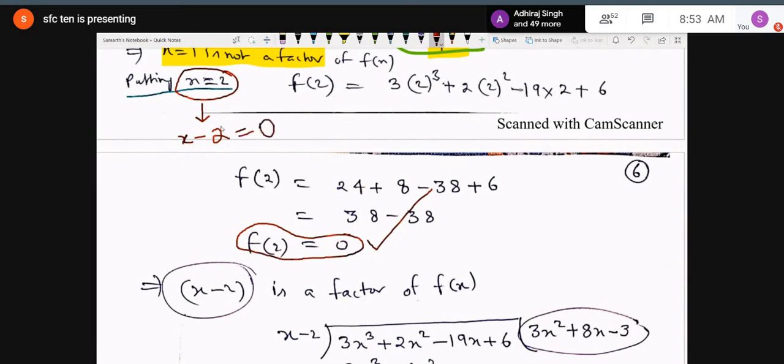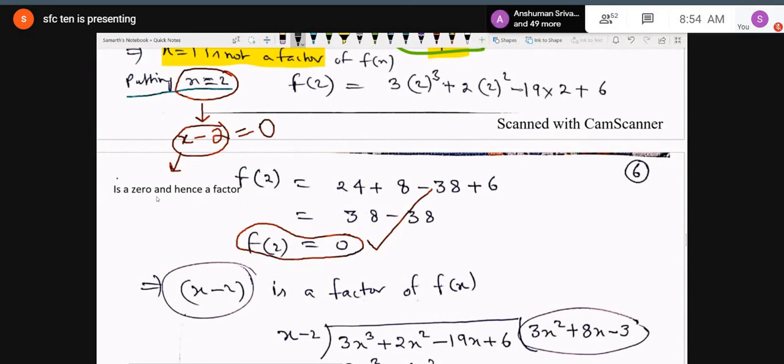That means x minus 2 is a factor of f(x). Now, because it is a factor, what I have done is factorize this. I have divided the given expression in x by x minus 2.